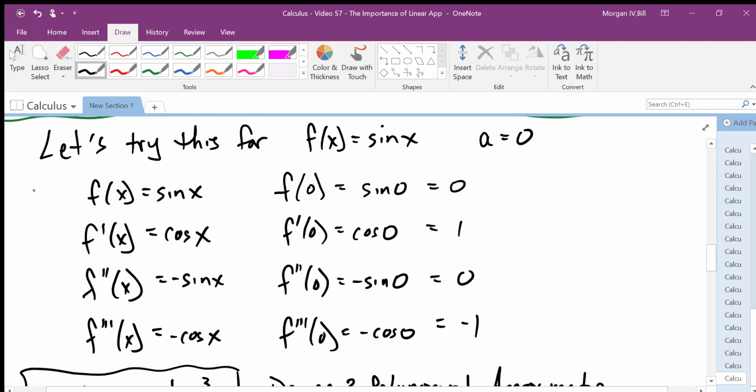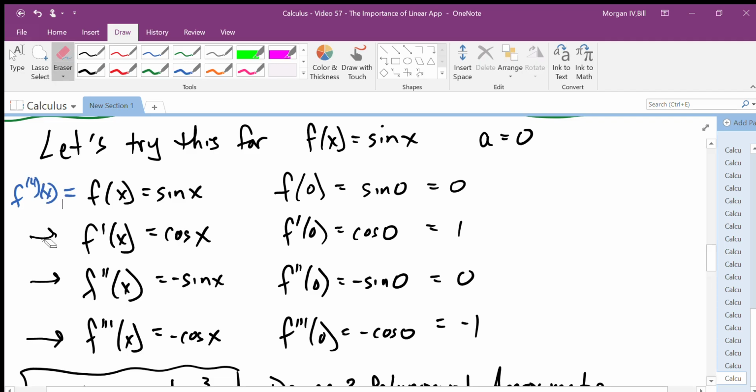Your function is sine of x, the derivative cosine of x. That derivative is negative sine of x, and then the third derivative negative cosine of x. What's the fourth derivative? What's the derivative of negative cosine of x? That would be positive sine of x. The fourth derivative goes all the way back up to the top, back to your original function.